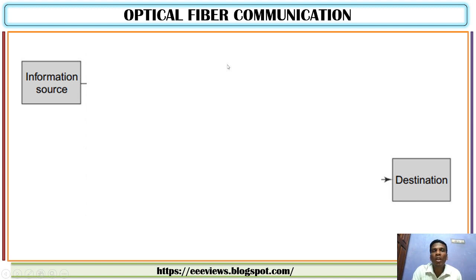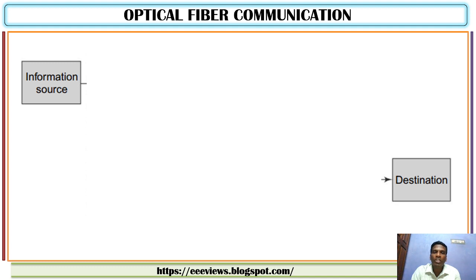Now we will see how optical fiber communication happens. Already we have seen the block diagram, information source and destination. How are we going to connect them? By using the optical fiber cable. Since it is an optical fiber, our information should be converted into optical form. First our information should be transferred into electrical form, then converted into optical form. For that I need an optical source. Normally we will be using an LED, light emitting diode, as the optical source. Then we transmit through the optical fiber cable.